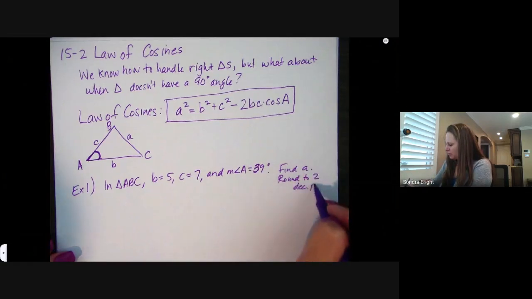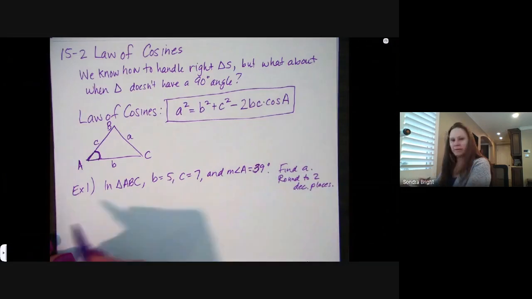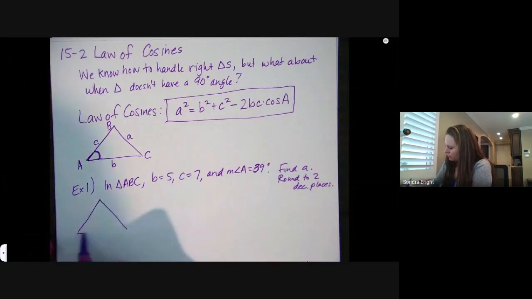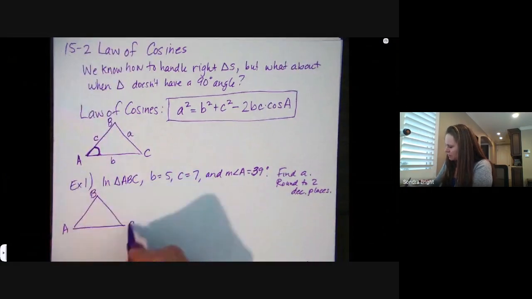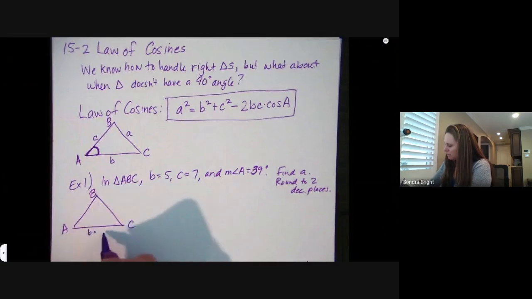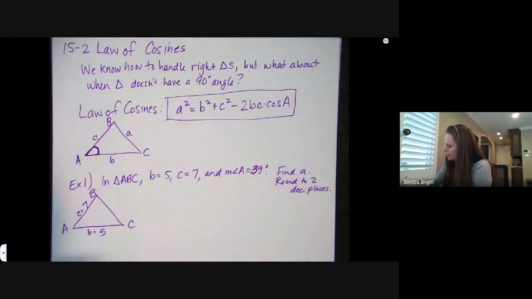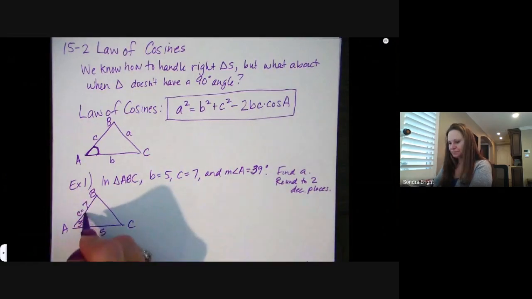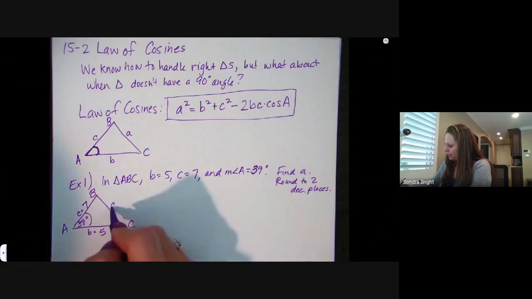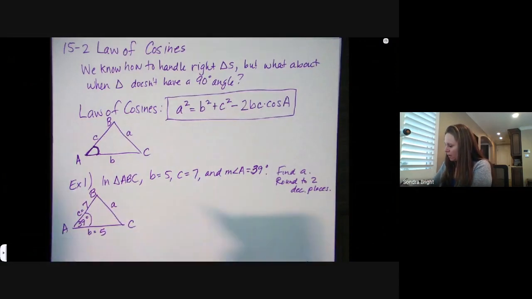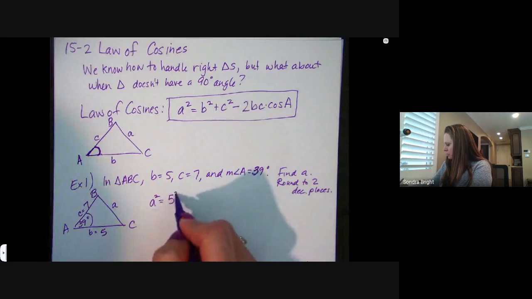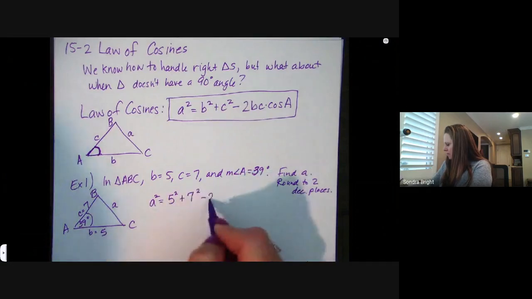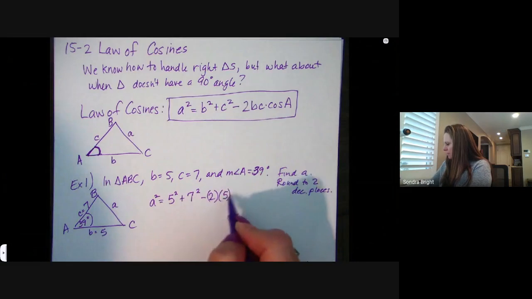All right, so I'm going to draw a picture first. It helps me. I don't know about you, but I'm a visual person. So this is A, B, C. Side b is opposite angle B, so that's a 5. Side c is opposite angle C, so 7 is over there. And then the measure of angle A is 39 degrees, and then this is side a. All right, so your a squared would be b squared plus c squared minus 2 times b times c times the cosine of 39 degrees.